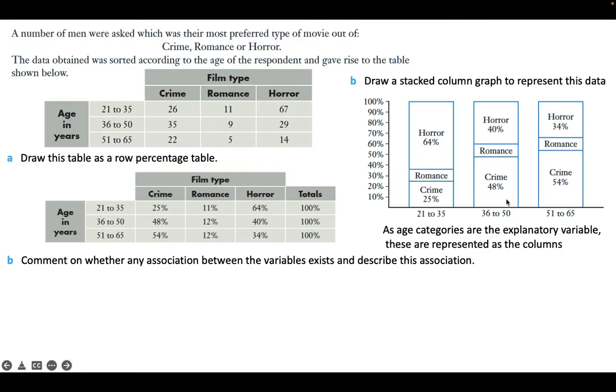But when you compare the two older age categories to the younger age category, there is evidence of an association. There is a distinct difference and change between horror movies and crime movies as you go from the younger age category on the left column, 21 to 35, and the older age categories. So there's a bit that you can discuss about this. There are some associations and some non-associations.